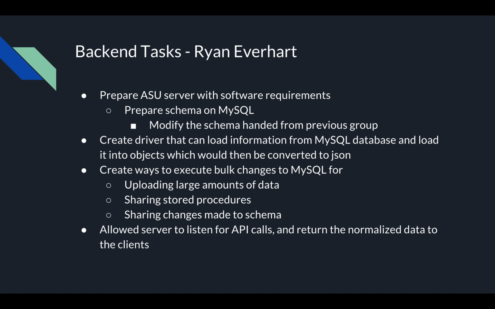So we created a driver written in Golang that could load the data from the databases and then normalize that information into objects. And then once we had the data inside objects, we could easily convert it into JSON. So we have this data representation of the information that's in our database in JSON format, but we need to be able to get it from the server to the client. So how do we do that? Well, we got a backend API listener set up in Golang as well. So we set up a way to listen on endpoints, query the database using the Go code, normalize that data into JSON, and then respond to it.